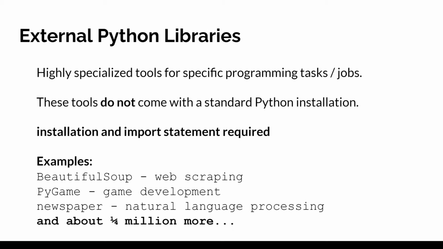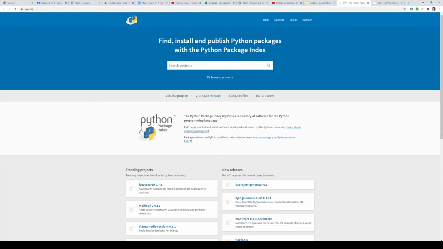And there's about 250,000 more external Python libraries for these very specific and interesting jobs that are out there on the internet. And if you're curious about what you can do with Python, which is basically anything, you can check out a website called pypi.org. And if I click my link here, it'll take me there. And you can see that there are currently 265,850 projects on PyPI.